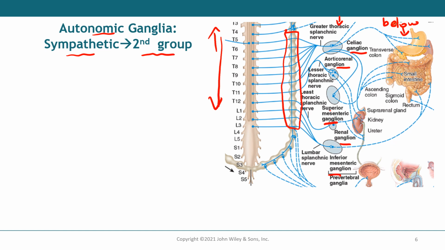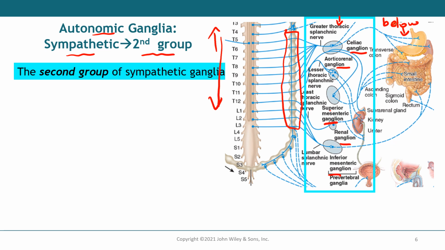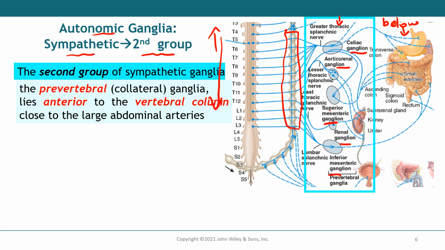Okay, so just to finish this section, just remember we are not talking about the first group anymore. We are talking about the second group of the sympathetic ganglia, and in this group, they are located not in the trunk ganglia anymore.